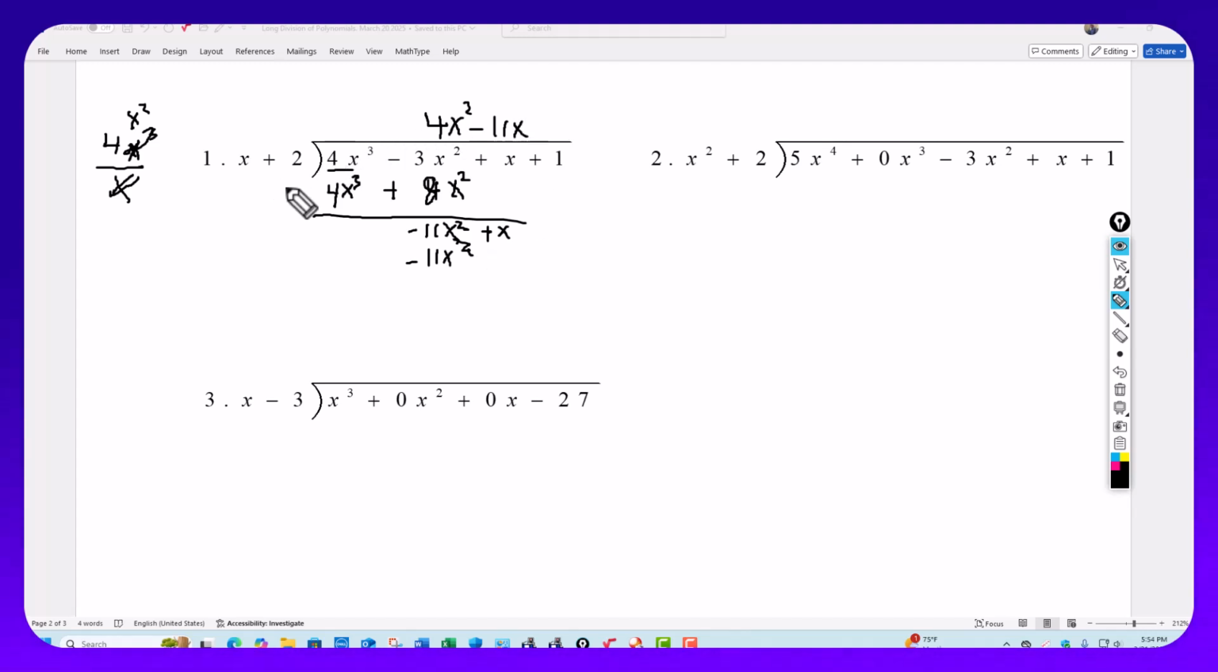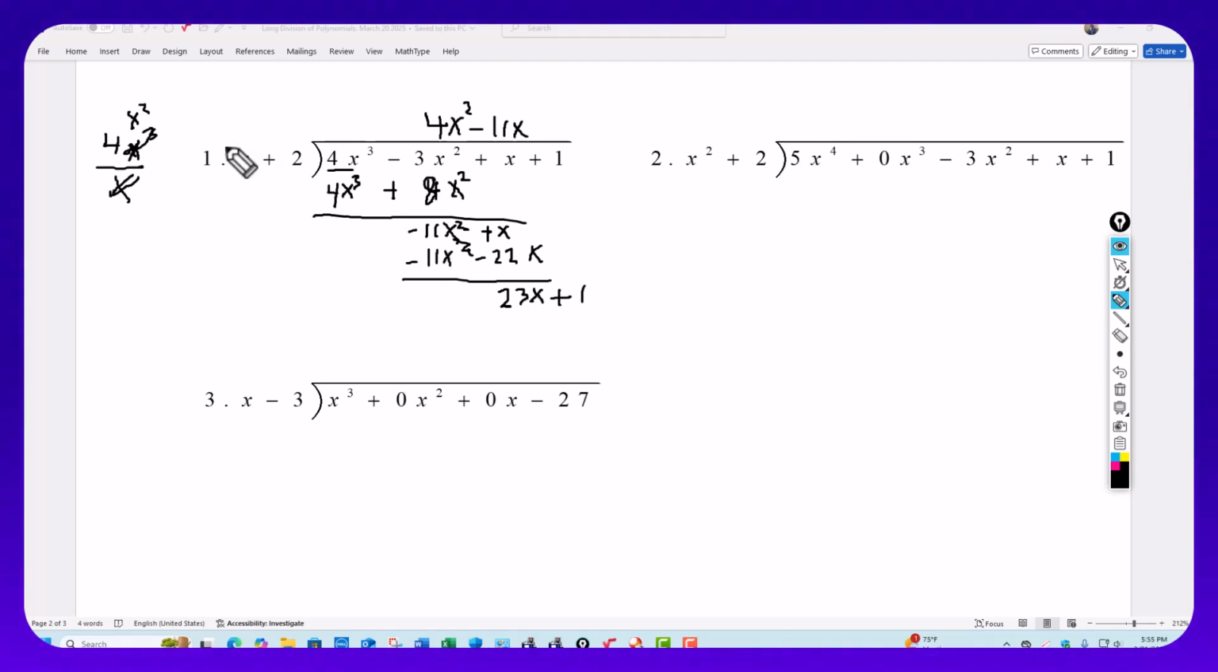Then minus 11x times 2 is a minus 22x. Then we subtract. So these signs change. Minus 11x squared and a plus 11x squared. Those always cancel. These are always going to cancel the first terms here. And then x minus a minus 22x gives me a plus 23x. And then we bring the 1 down. You're subtracting 0 from 1, so this is going to be a 1 here. And then repeat the procedure.